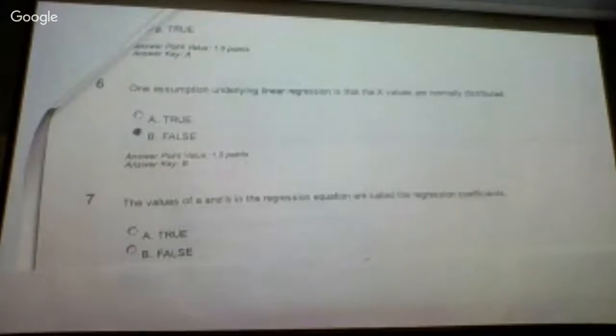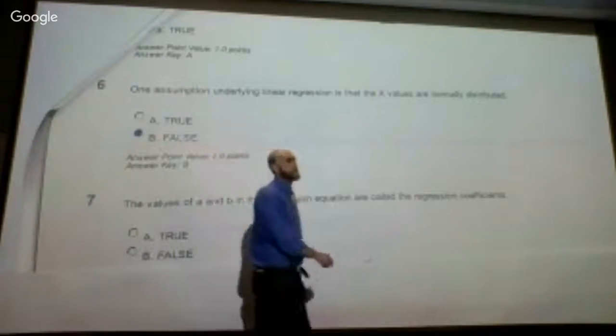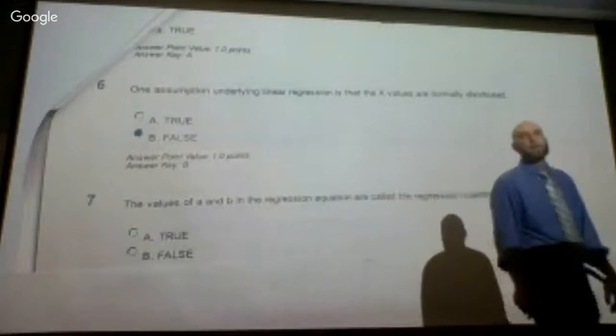Ooh, here's another one you might see on your final exam. The values of A and B in the regression equation are called regression coefficients. True or false? A and B are coefficients.